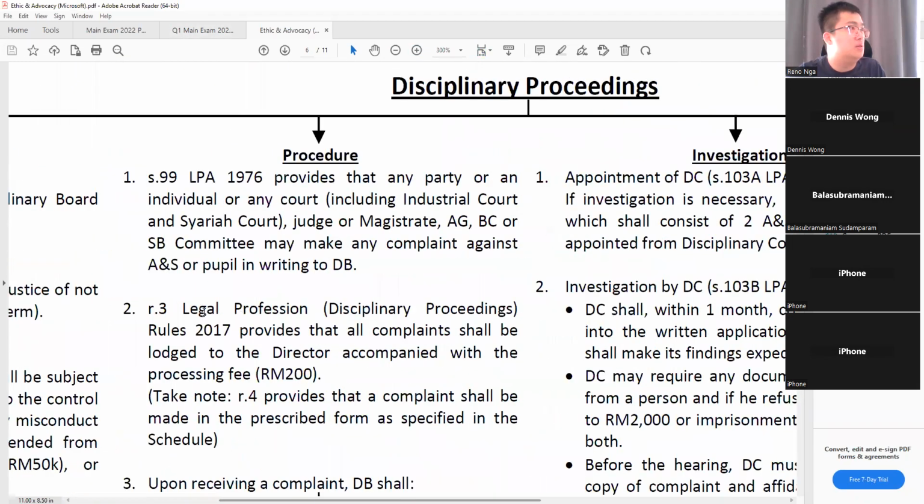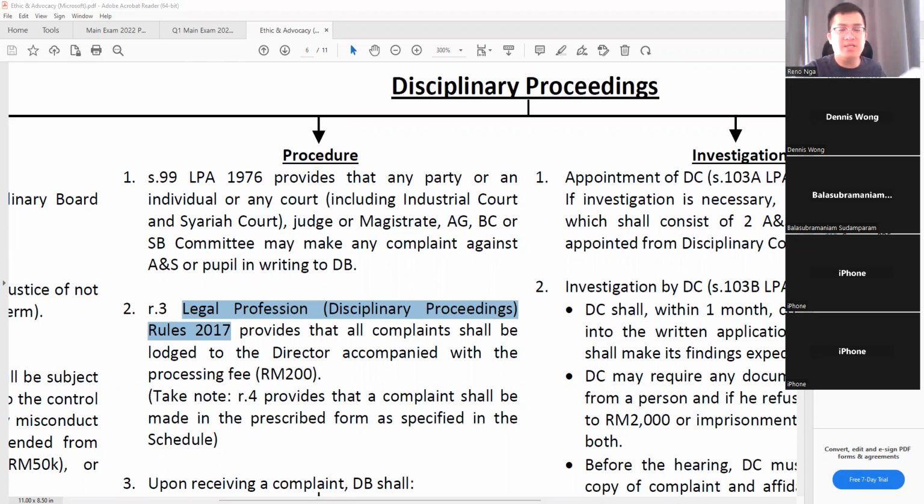Okay, I think let me mute. Okay, so this should be the latest one, 2017. So in case anybody is still using or referring to 1994, please take note, the latest one should be 2017. And then another important rule you should take note of is the Legal Profession Publicity Rules.